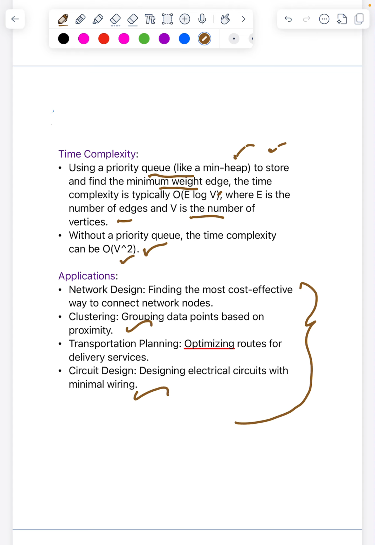So this is the working of Prim's algorithm, which is a greedy algorithm, and Prim's algorithm is used to find the minimum spanning tree. Thank you for watching this video.